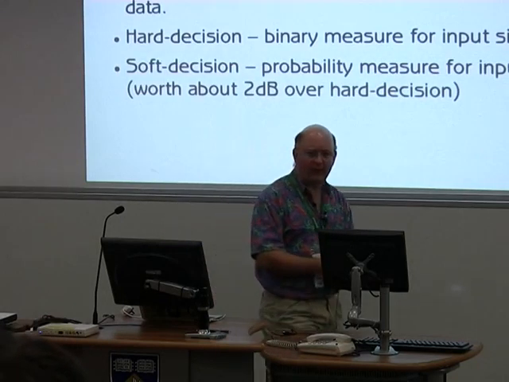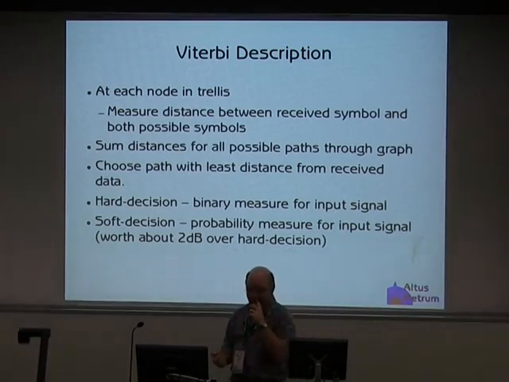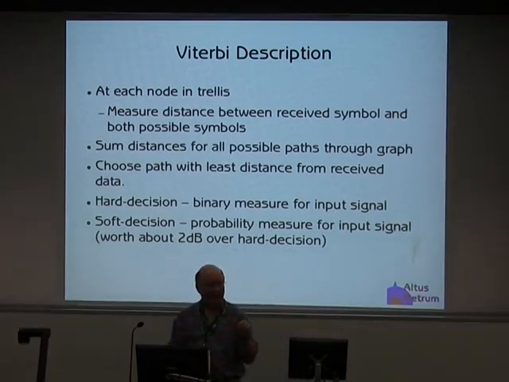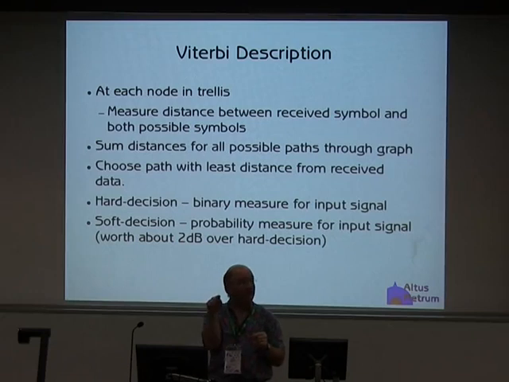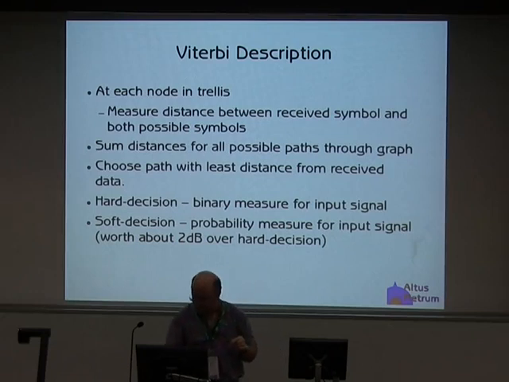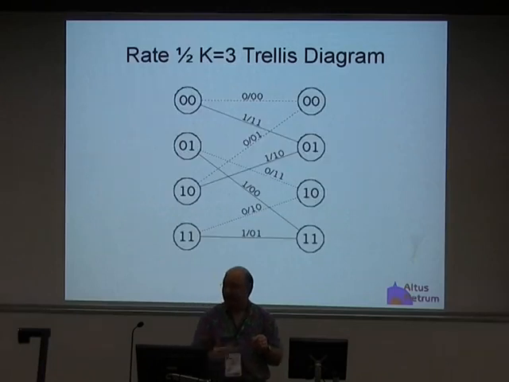So what does the Viterbi decoder do? At each node in the trellis, remember our pretty little trellis diagram, you measure the distance between the symbol you received and each of the two possible transitions. So if you are in state 00 and you see a 00 symbol coming in, then you know that the measured distance from that to, oh, that must have been a 0 on the input, is only 0. But the distance measured, let's go back and look at the trellis diagram.